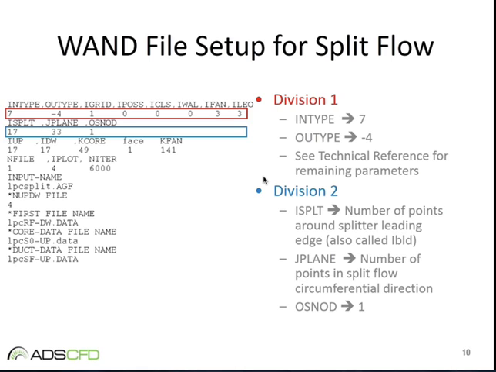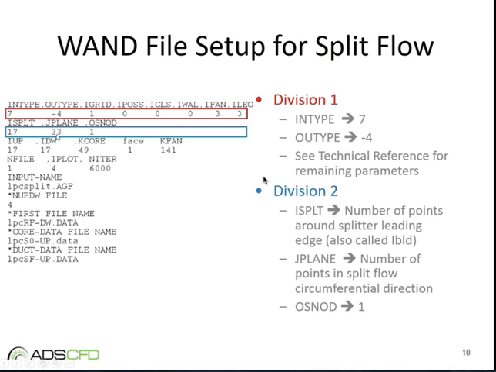So getting into some of the more nitty-gritty details, this is what the WAND setup file is going to look like when we generate the split flow mesh. And again, this is assuming that we've already gone through and generated the 3 meshes for the adjacent rows. The key here is we want to set the input type to 7, the output type to -4 for this first row. That's going to tell WAND that it's going to be setting up the split flow.